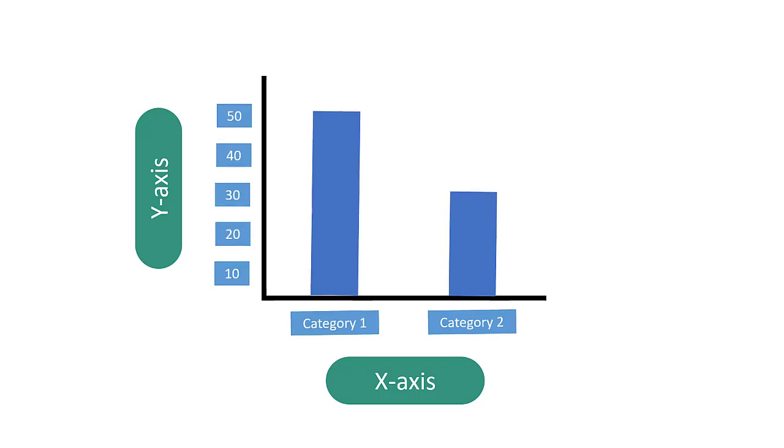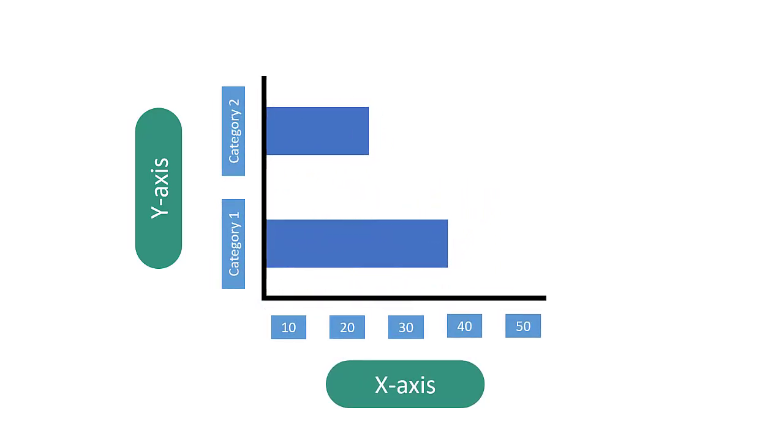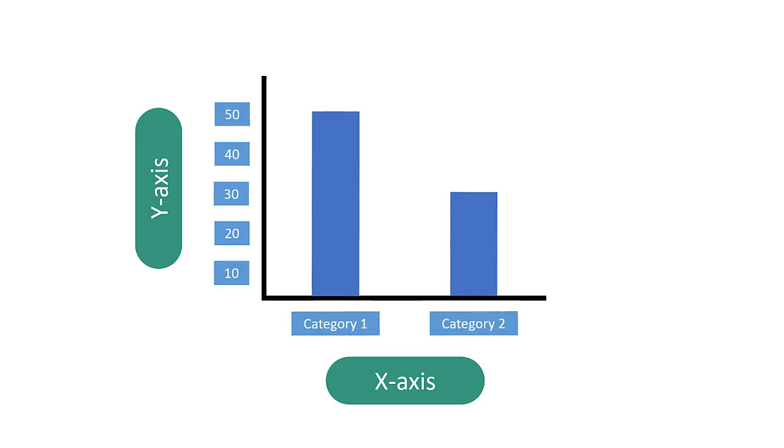Bar graphs can also be drawn with the categories on the y-axis and values on the x-axis, but this will be covered in a later video. For now, we will be focusing on the standard vertical type of bar graph that you see here.